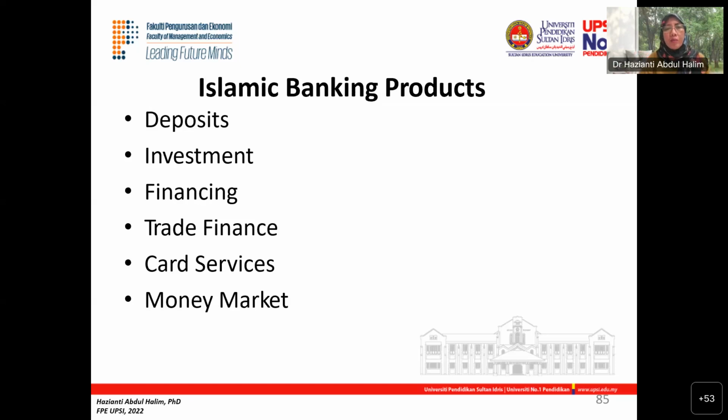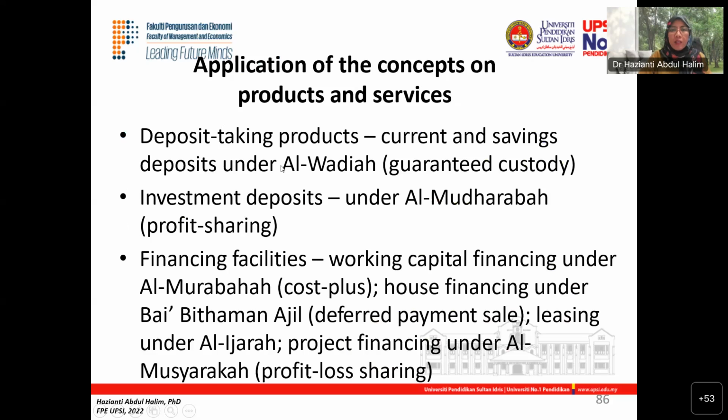show you that Islamic banking also has different types of products, and the products are actually quite similar to the conventional products. For deposits, the term is the same. There we said loan, here we say financing. They also have card services, Islamic credit cards too, and money market, they provide all of that, as well as investments. It's just that when we talk about the concept or the contract, for deposit taking, in conventional banking it's just called deposit. But for Islamic banking, under deposit taking products, usually you will see al-wadiah. It is guaranteed custody. For investment, it falls under profit sharing and so on.